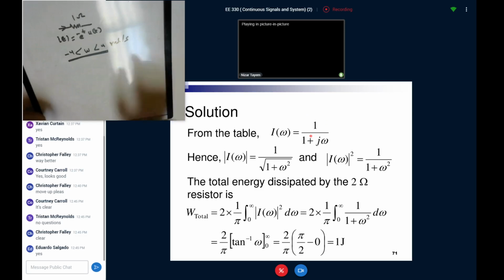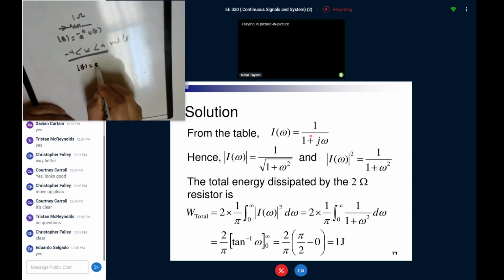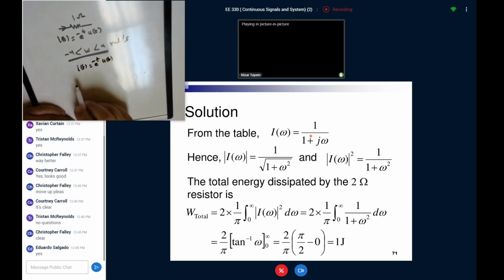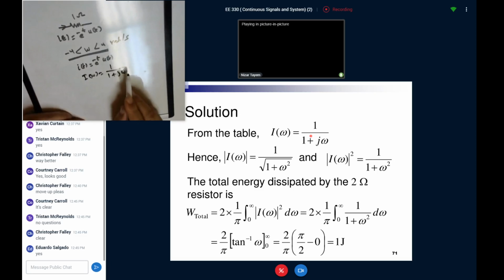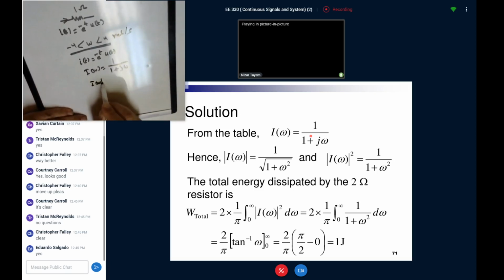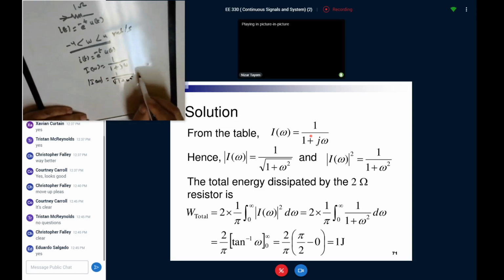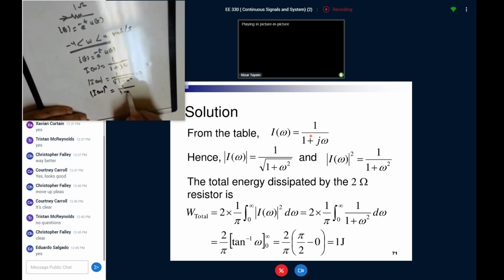We know I of t is equal to e to the minus t, u of t. In this case, I of omega is going to be equal to 1 over 1 plus j omega. Everybody knows that, right? This is from the Fourier transform table. The first step here is to find the I omega magnitude, which is simply 1 over the square root of 1 plus omega square, since it's a complex number. From here, I omega magnitude square is going to be equal to 1 over 1 plus omega square.